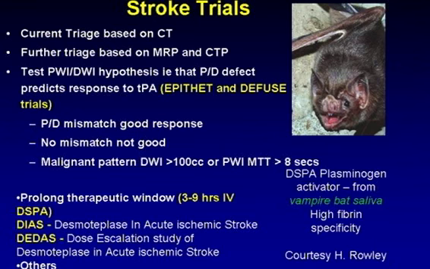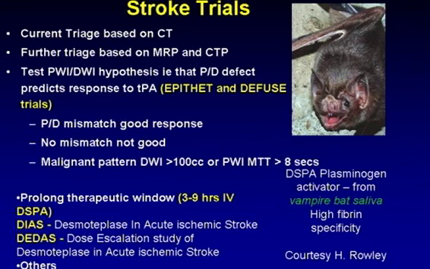The EPITHET trial is, I think, a 7-center trial, which is really trying to determine if the penumbra is worthwhile imaging, if the perfusion-diffusion mismatch can predict response to TPA, and whether we should be doing perfusion imaging and diffusion or CT perfusion to determine if the mismatch will guarantee a good response to thrombolysis. So if there's no mismatch, then clearly that's not good for thrombolysis.